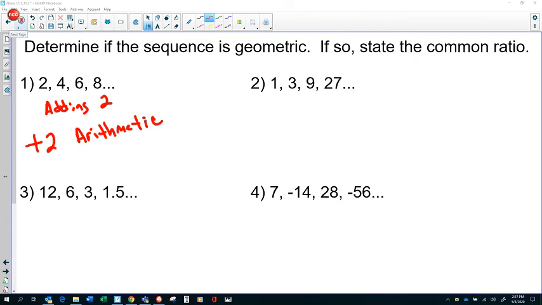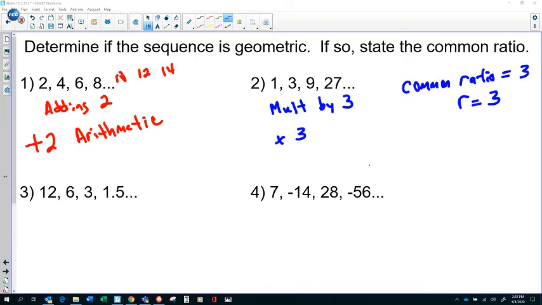Okay, the first one we're adding 2. 2 plus 2 is 4, 4 plus 2 is 6, 6 plus 2 is 8, 8 plus 2 is 10, and plus 2, and so on. We're just adding 2. This is an arithmetic sequence. Okay, go ahead and pause the video and try number 2. Is it arithmetic or geometric?